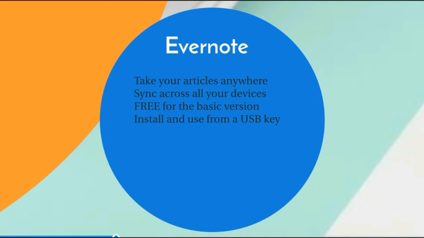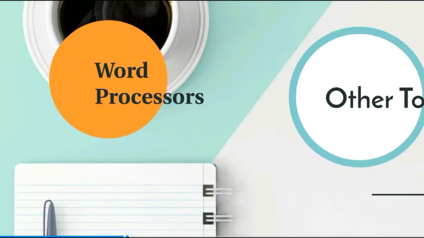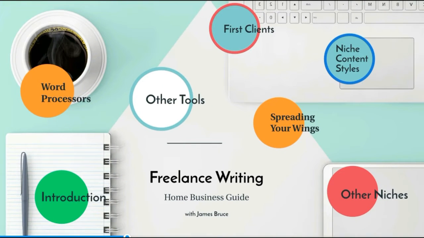Evernote is a very useful application because it's mobile. You can take your articles anywhere and synchronize across all your devices, your desktop computer, your iPad and your phone. It's free for the basic version, and you can install it on a USB key, for example, taking your work and an application wherever you go. In the next lecture, we're going to look at other tools that you'll need in your business as a freelance writer. Proofreading tools that will improve the quality of your writing.